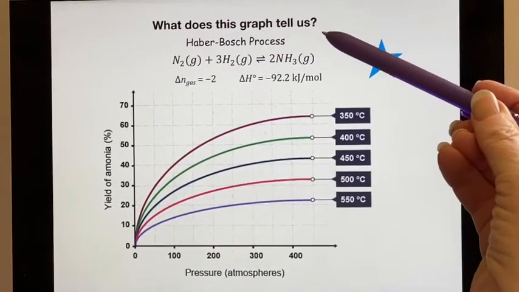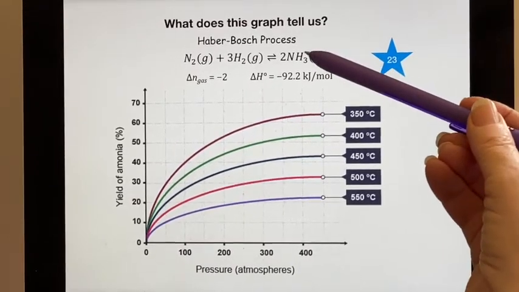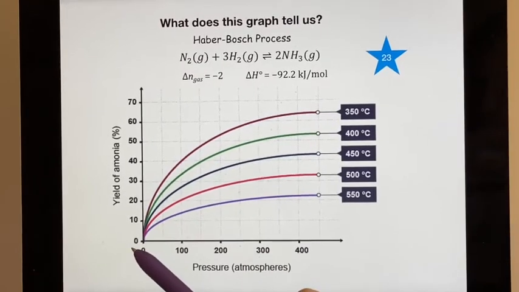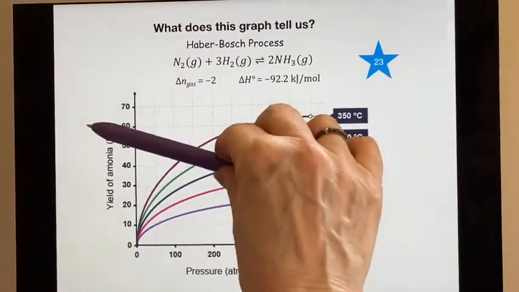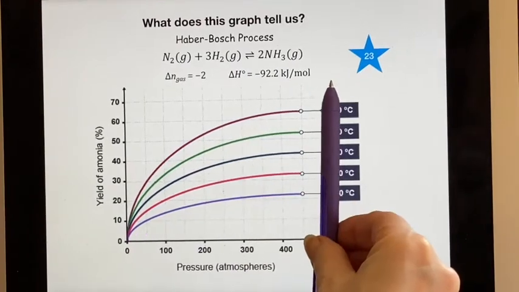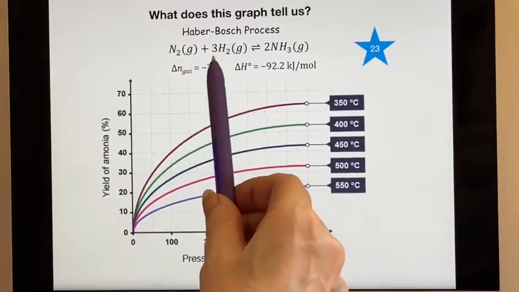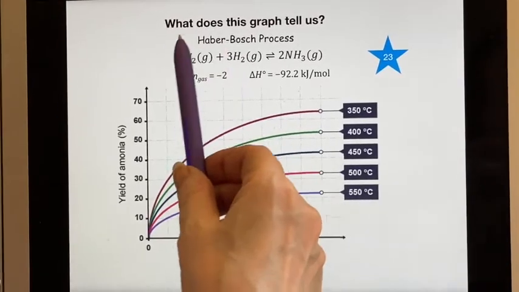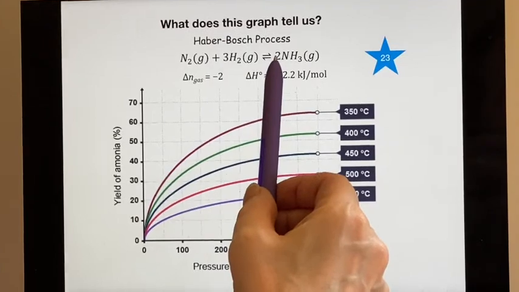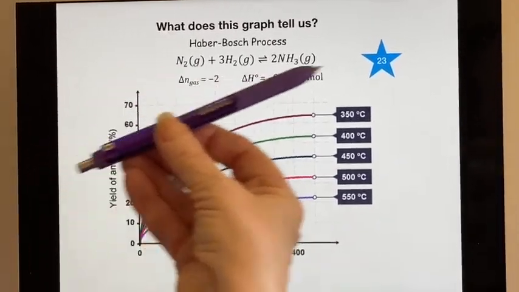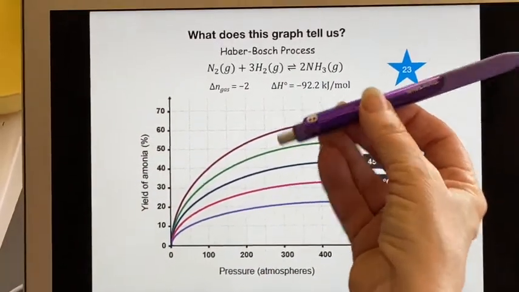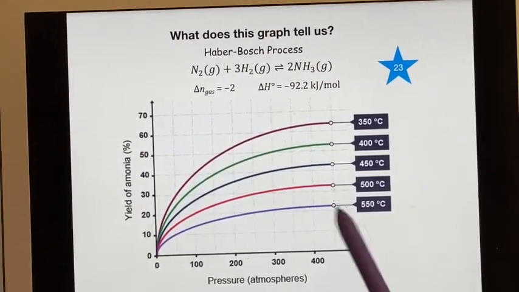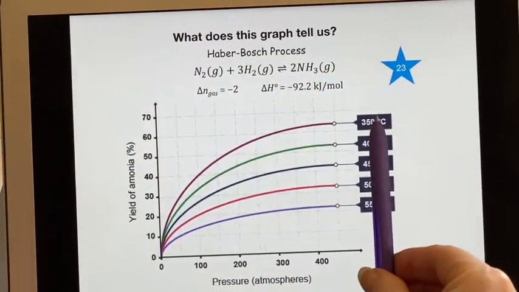This is a graph that's talking about the Haber-Bosch process and how efficient it could be. You will notice for every one of these curves that you get more yield as you increase the pressure. Well, that's not actually a surprise now that we know about Le Chatelier's principle, that there are 4 gases on this side and only 2 on this side. So if I increase the pressure, I'm going to shift it to the products and I will end up with more ammonia. Every one of these curves is increasing in value as you increase the pressure.